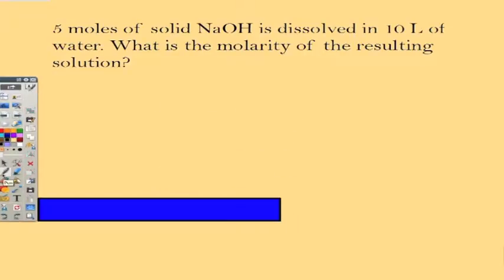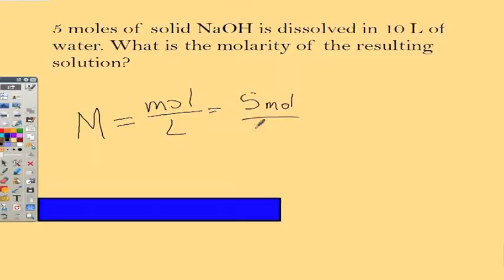The following are some practice problems you can use to practice working with molarity and molality. Try to work through them by yourself before I reveal the answers. So for the first problem, you are given moles of the solute and the liters of solution. You're asked to find the molarity. So, 5 moles over 10 liters. This gives you 0.5 molar.